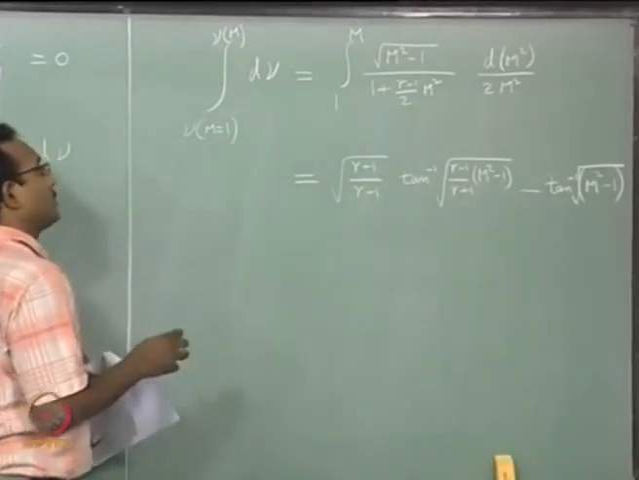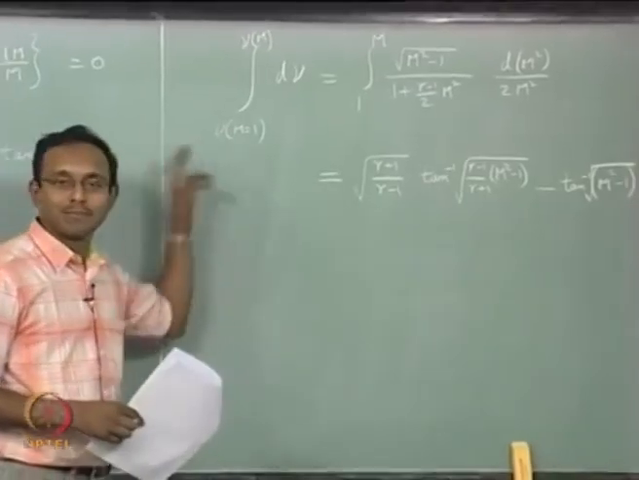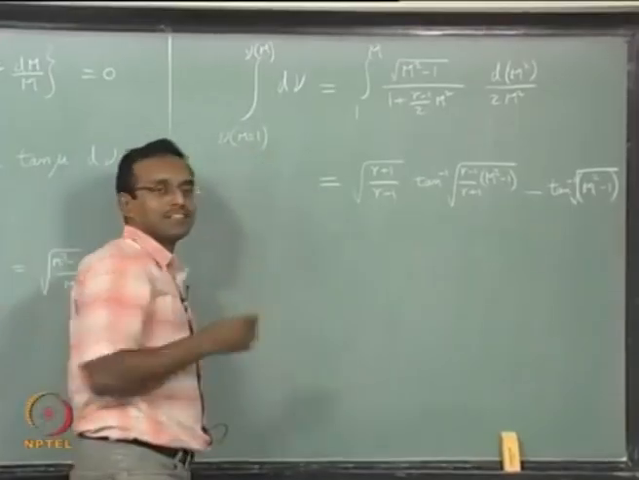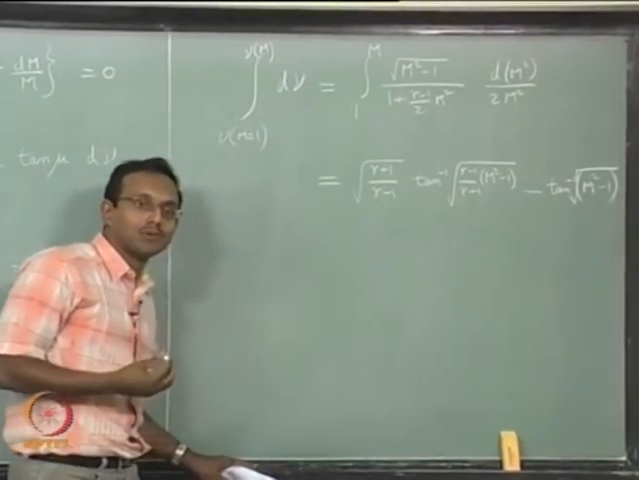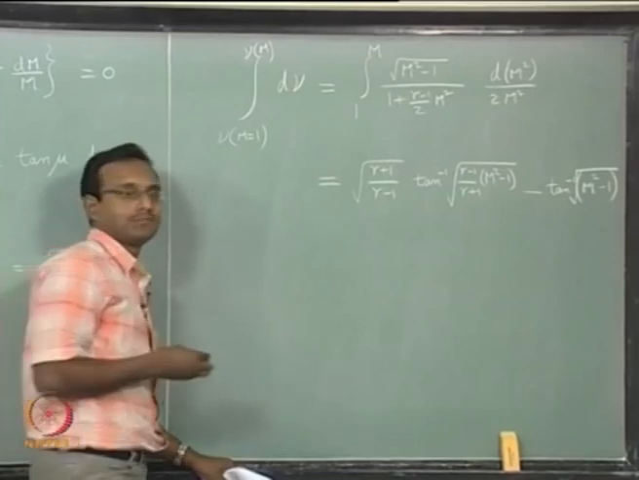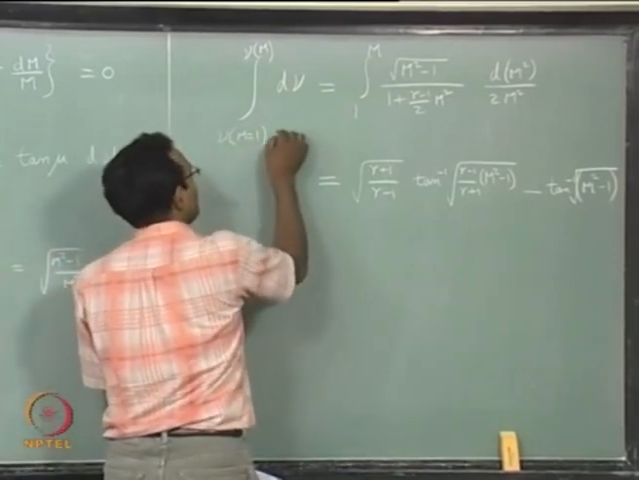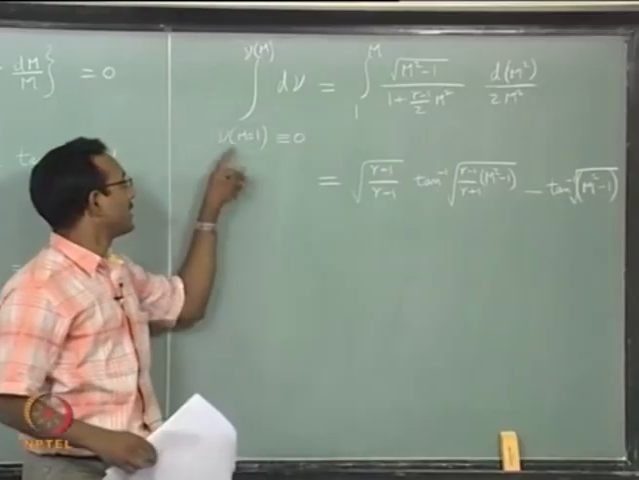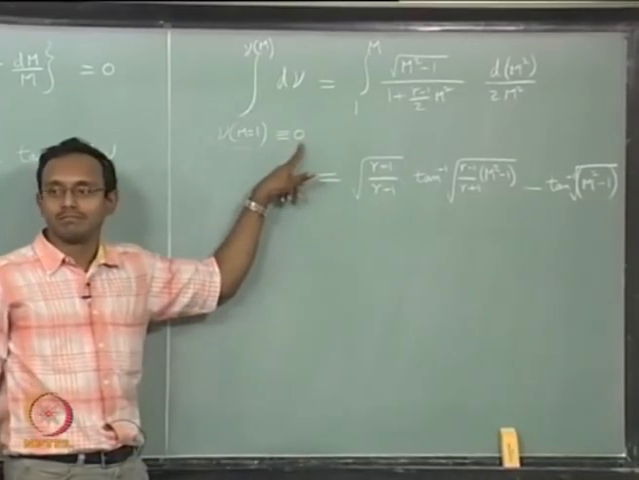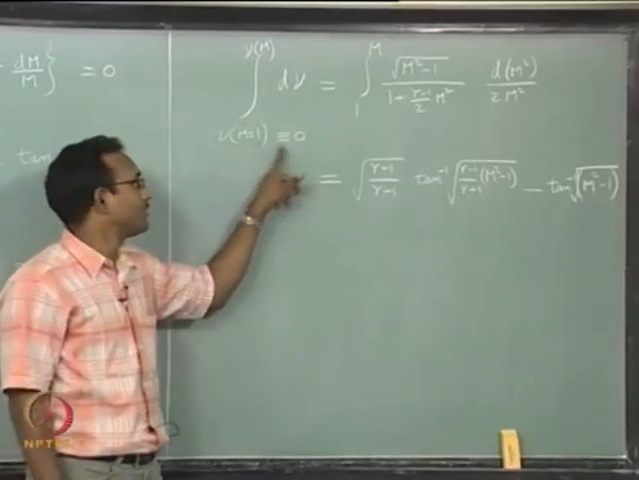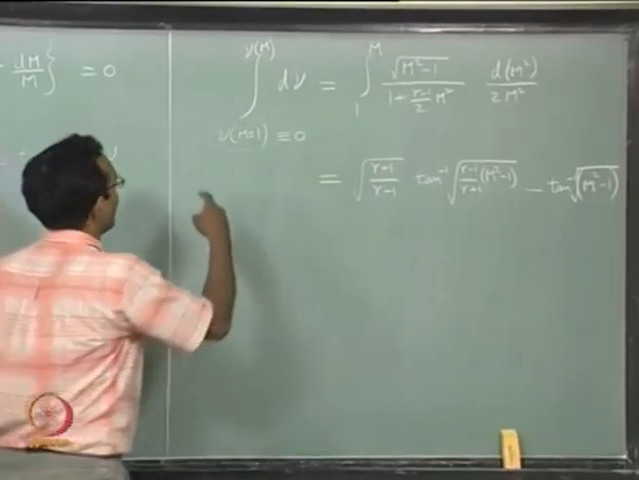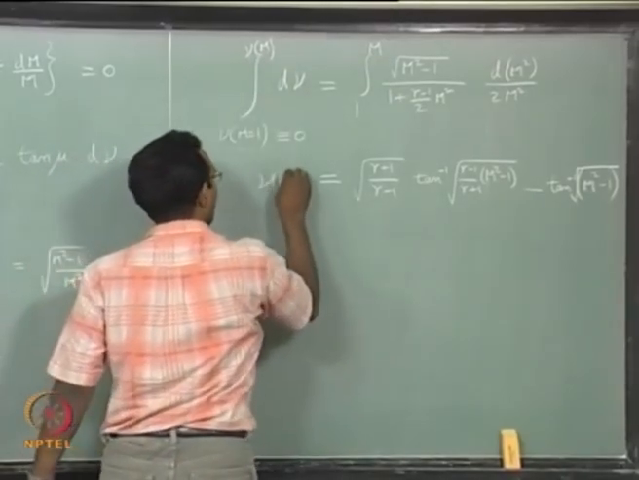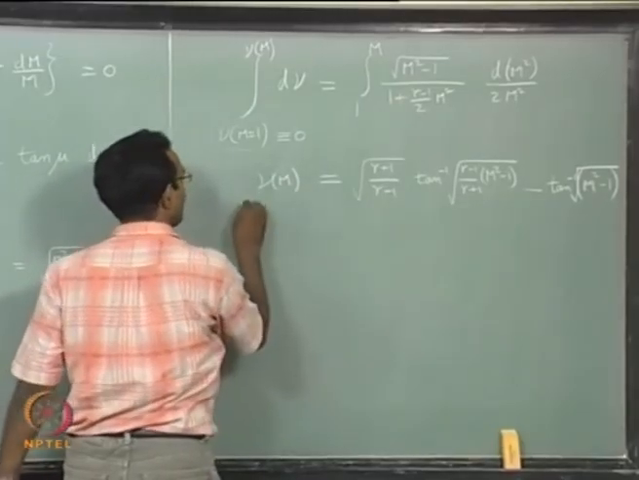Now I have to do one more thing on the left hand side. After that I will put a big box around this. I am going to start with a reference, and at the reference I am going to set my nu to be 0. I am going to say this is defined to be equal to 0. Nu at M equal to 1 is defined to be 0 for me. My Prandtl-Meyer angle at M equal to 1 is defined to be 0. Once I do that, the remaining thing will be just nu. Nu of M is equal to this.